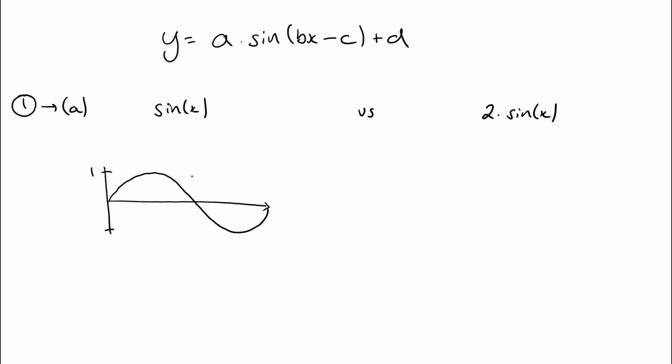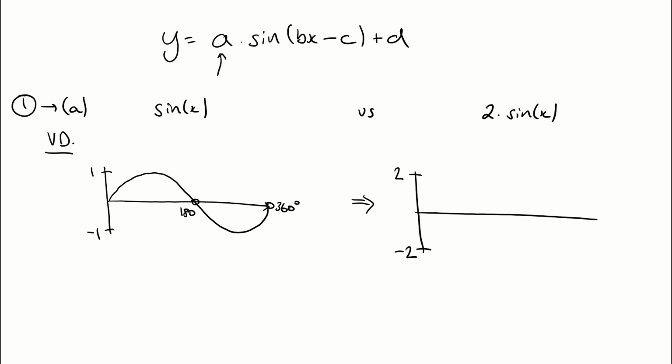It goes from 1 to -1, with this point here at 180 and this point here at 360 degrees. So what's going to happen? I'm going to get a vertical dilation. Remember, this a constitutes a vertical dilation. What does that mean? I take my function and I don't change its width, but I stretch its height. So I'm now running from 2 down to -2.